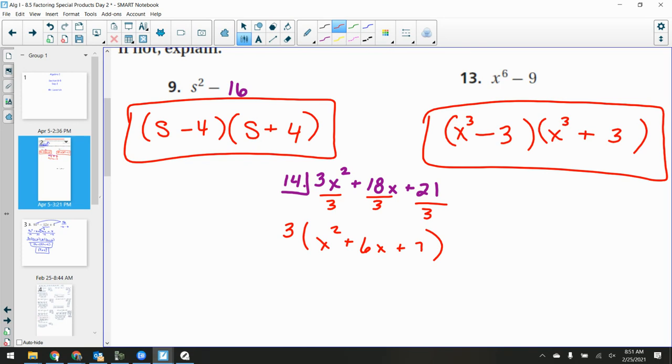Okay, what factors of 7 add together to get 6? Nate? Well, what is 7 times -1? Negative 7, not positive 7. So 7 and -1 won't work. None of them. But it's not necessarily prime. We don't write prime. We don't write not factorable. We just write that with the GCF pulled out. Okay?